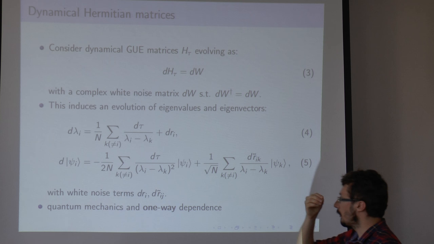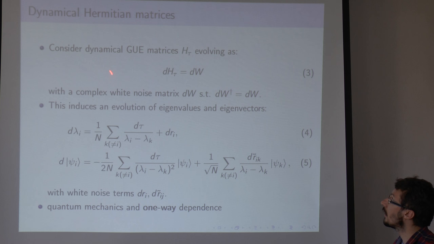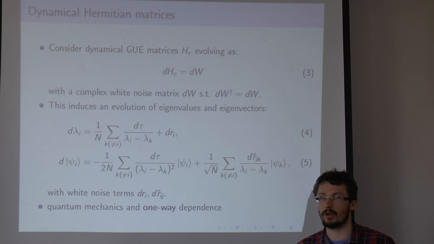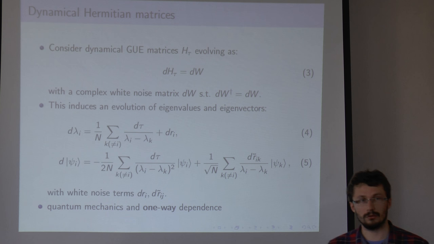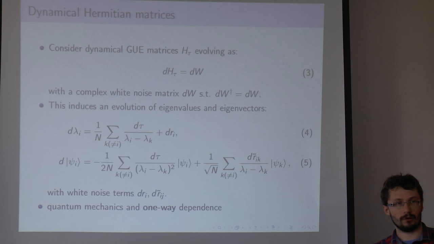I will work in the Hermitian class, and the most basic example of a Hermitian class are dynamical GUE matrices, which means that these are Hermitian matrices. And dynamical is just a fancy way to describe that we have a matrix and every entry undergoes a diffusion. Okay, this is a stochastic differential equation. So you have complex white noise, which means just a simple uncorrelated diffusion in every entry.